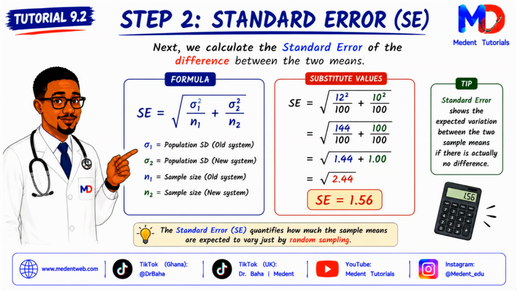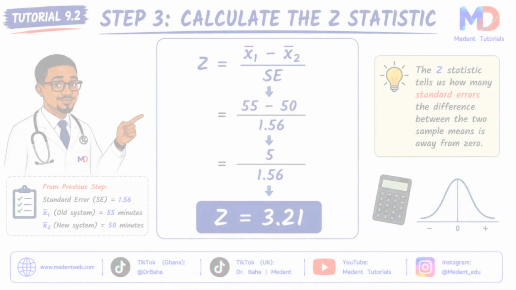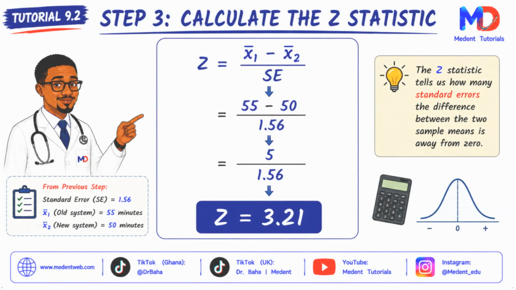So now, let's calculate the Z statistic. We calculate the Z statistic by subtracting the two sample means and dividing by the standard error. So 5 divided by 1.56 gives a Z statistic of 3.21.